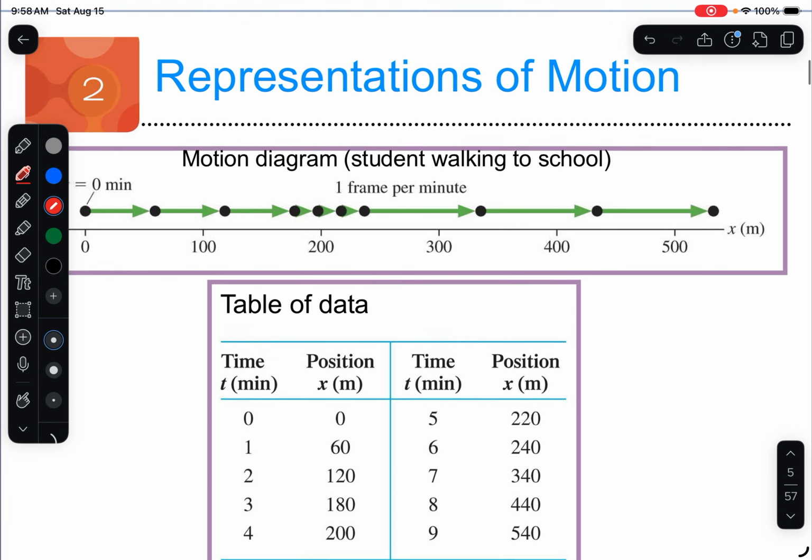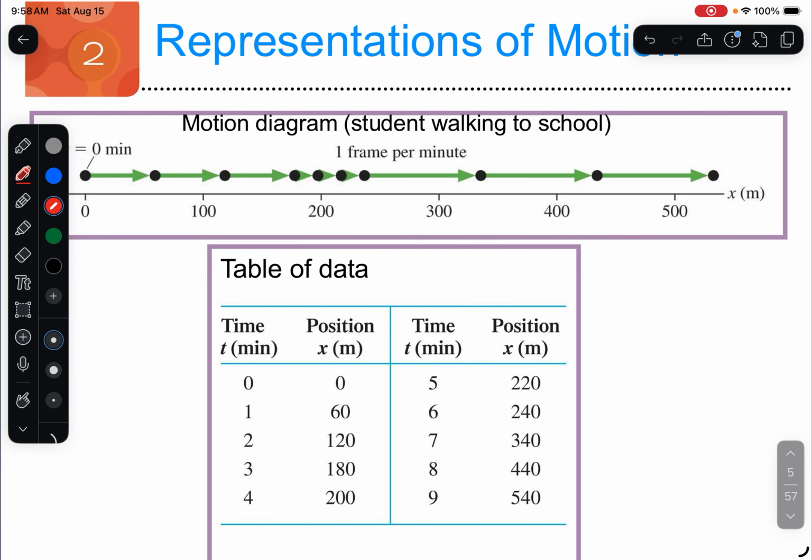Now, how can we represent motion? There's different ways we can represent motion. This top picture is what we call a motion diagram. So notice on the x-axis, it is distance, okay? And we start off at 0 minutes. Okay? Now, we could also represent it as shown in the bottom as a table, which will show us the minutes, our time, and the corresponding position.